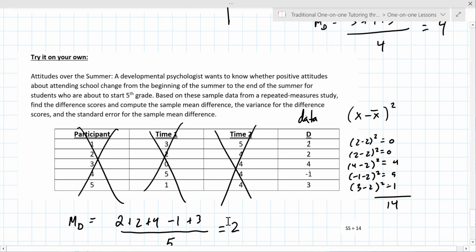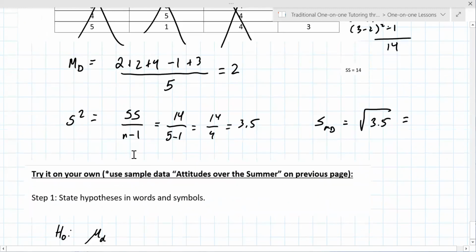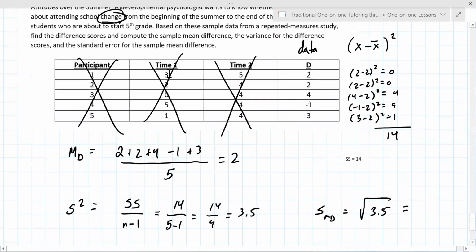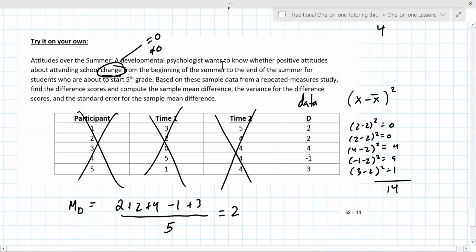Change. Okay, so if you go back, see what it says: change. Change usually means equal to 0, then not equal to 0. So we're going to go with that it equals 0, and then change, because it doesn't say whether it changes positive or negative. Although I guess you could imply they want to know whether positive attitudes, it's almost contradictory. Like positive means that it would get bigger.